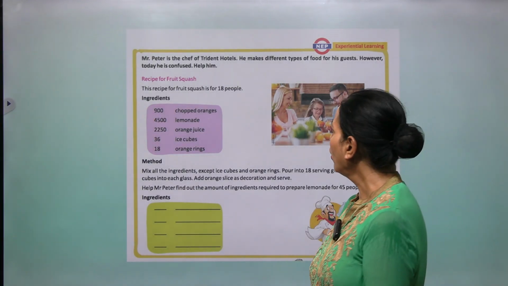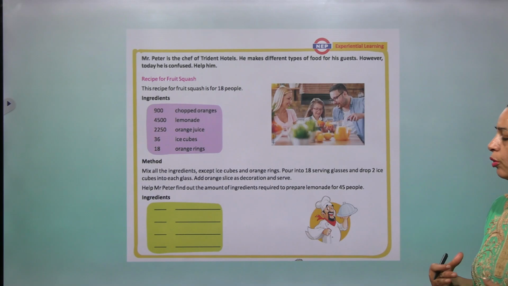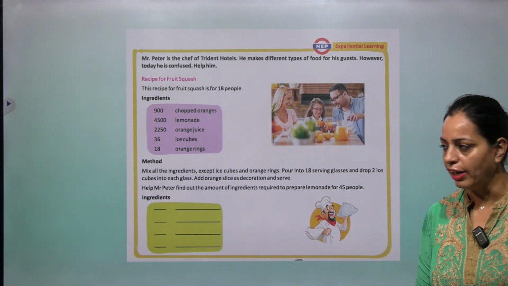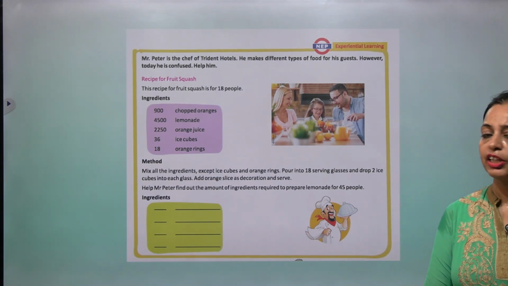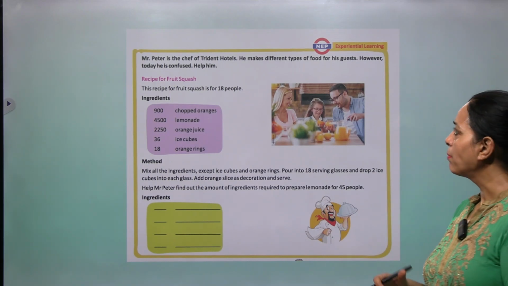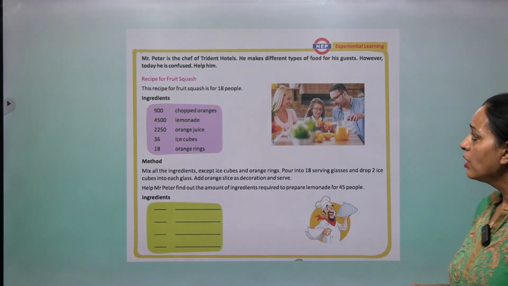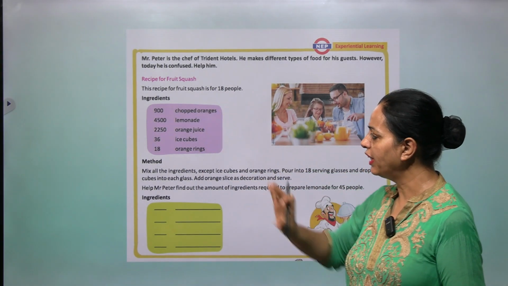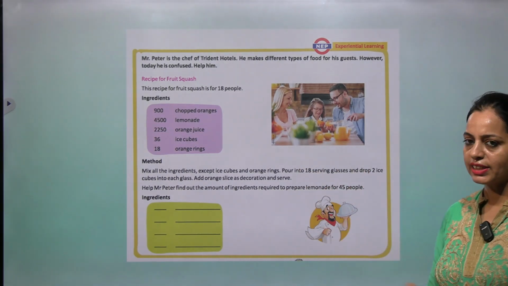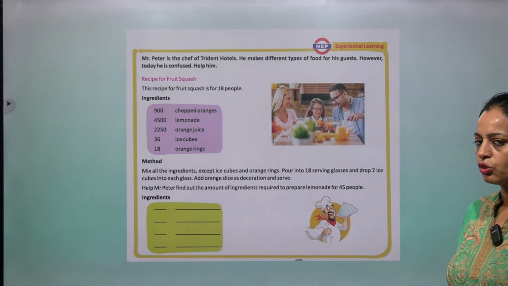Now here we have some experiential learning, NEP, related to our practical life. You can read it and then you can enjoy it. See, Mr. Peter is a chef of Trident Hotels. He makes different types of food for his guests. However, today he is confused, help him. So for 18 people it is given ingredients. So he will do this activity. He will mix all the ingredients and then you can see what to do.